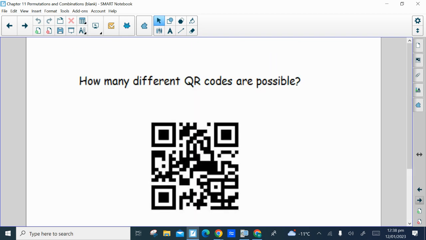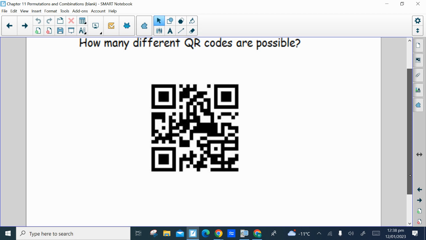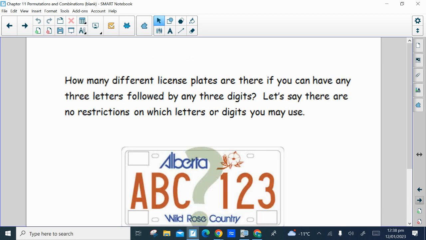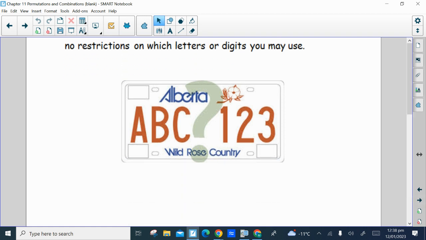Same thing with QR codes. How many different are possible? We can answer that using permutations and combinations. How many different license plates are there if you can have any 3 letters followed by any 3 digits, and there's no restrictions on which letters or digits you may use? Again, permutations and combinations can be used to answer that question. It talks about restrictions, so we'll be spending time talking about what happens when there are restrictions. How does that affect the outcome? So we'll be doing that.